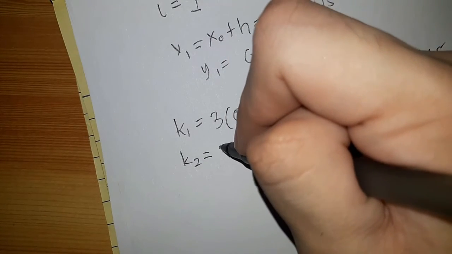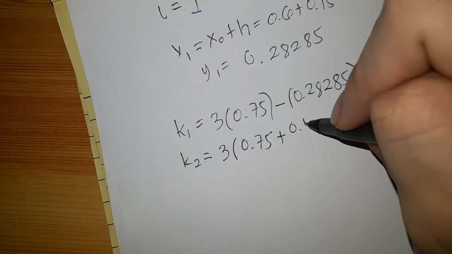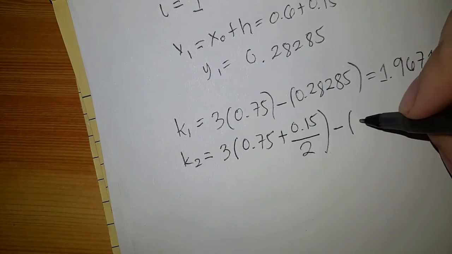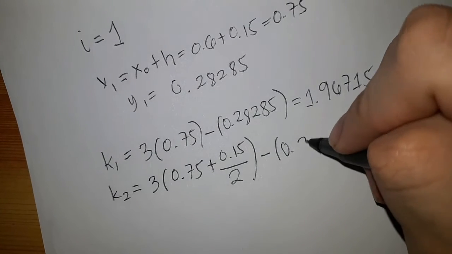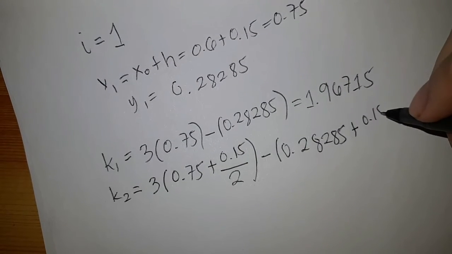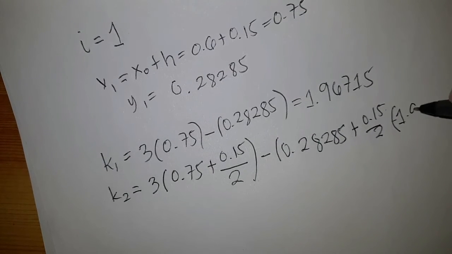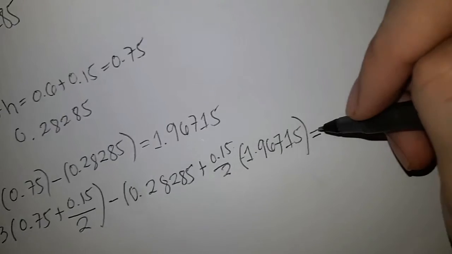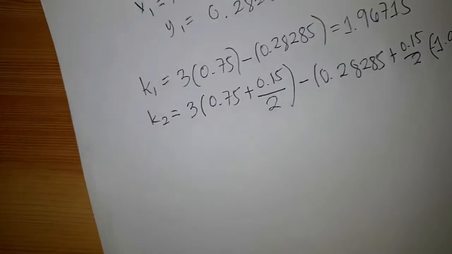So for k2, it will become 3 times 0.75 plus 0.15 over 2, minus the value of y1, which is 0.28285, plus 0.15 divided by 2 times the value of k1, which is 1.96715. So k2 is equal to 1.18384.